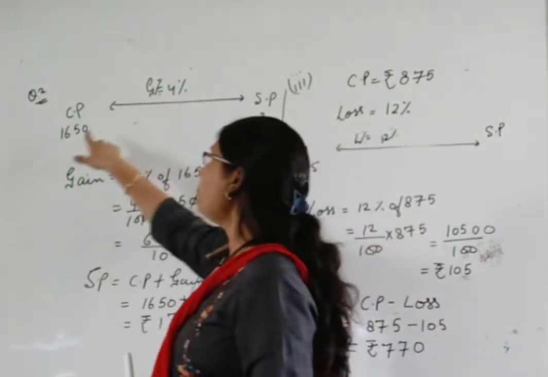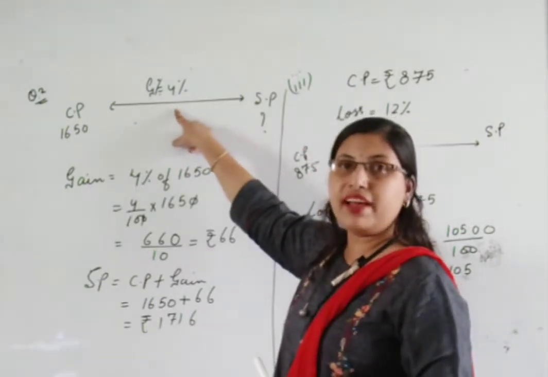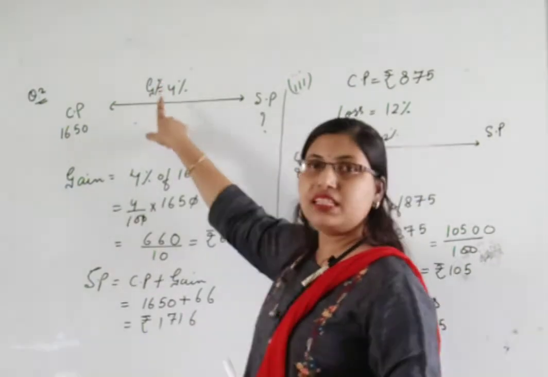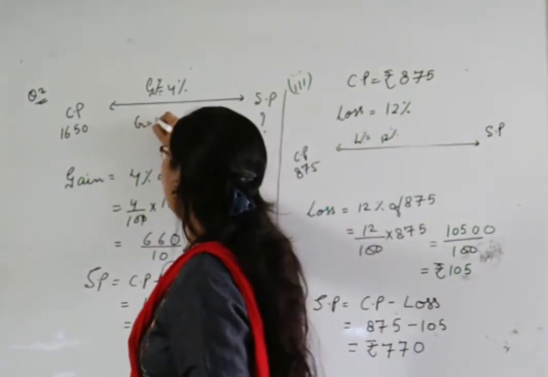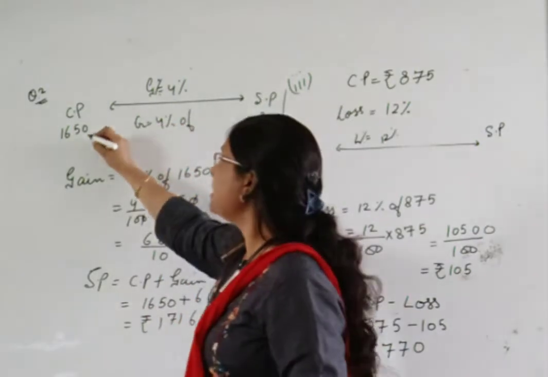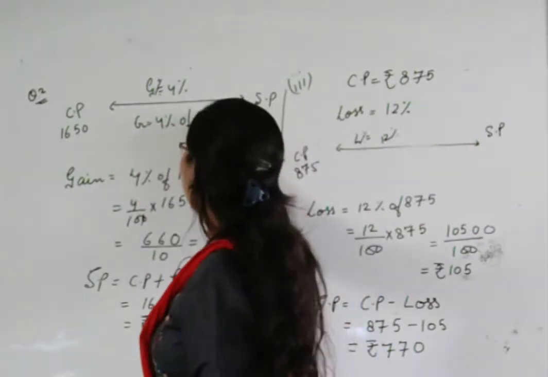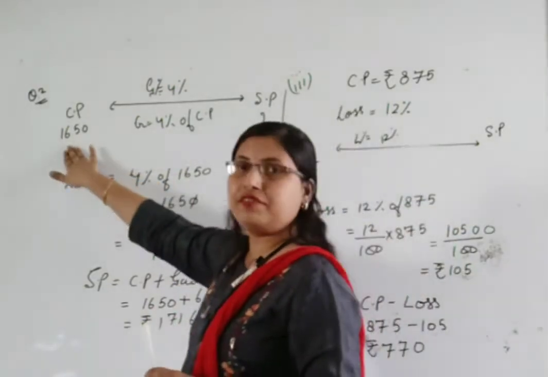So percentage form we cannot add in this. So first of all we have to convert it into the value form. So how can we convert this into the value form? When we write here 4% of, किसका part है 4%? 1650. Always it is the part of CP because CP is at the left side.